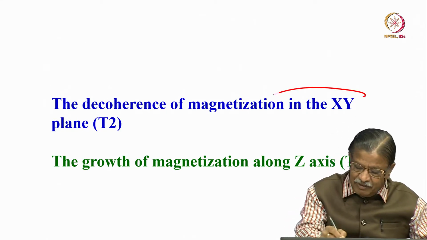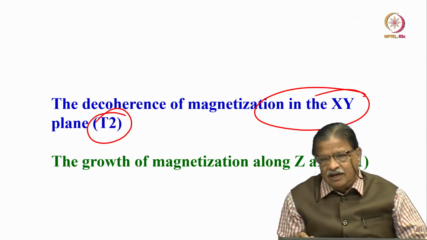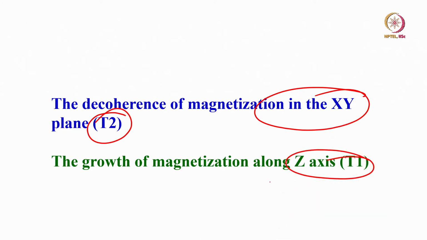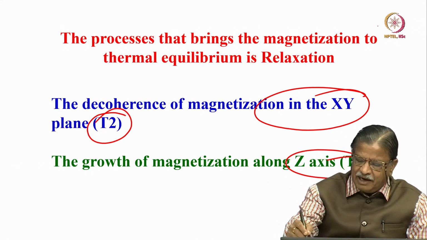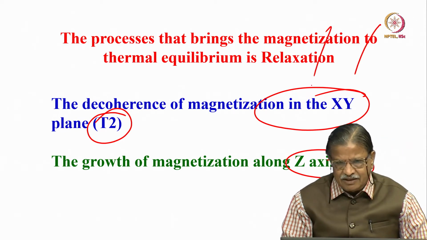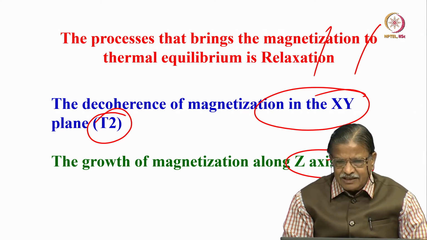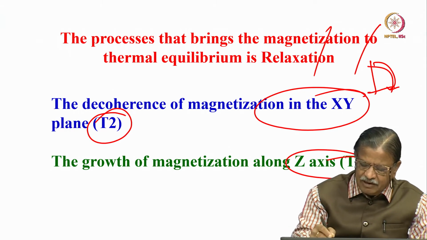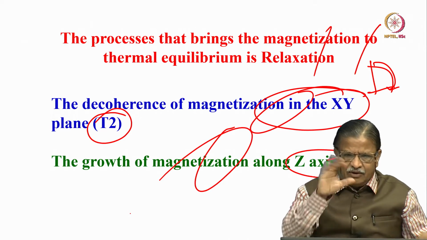The decoherence of the magnetization in the xy plane is called T2 relaxation. It is called spin-spin relaxation. And growth along the z-axis is called T1 relaxation, called spin-lattice relaxation. So the processes that bring the magnetization to thermal equilibrium are relaxation phenomena. Okay. So when the magnetization is disturbed and goes back to the z-axis, you will experience these two phenomena: decoherence in the xy plane and growth along the z-axis.